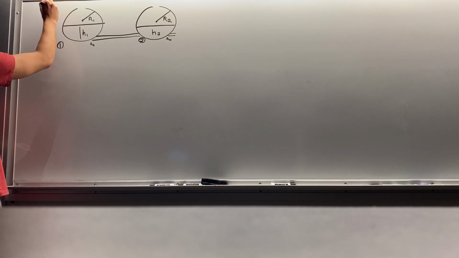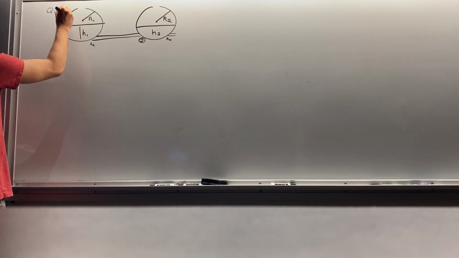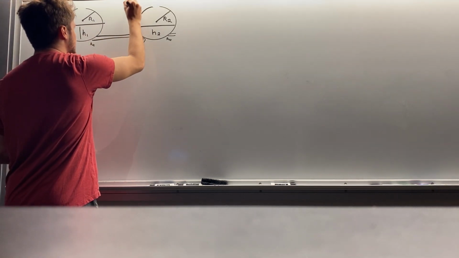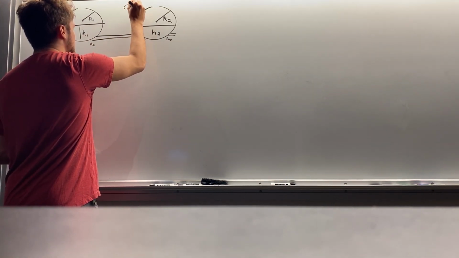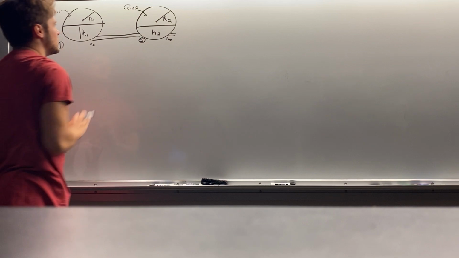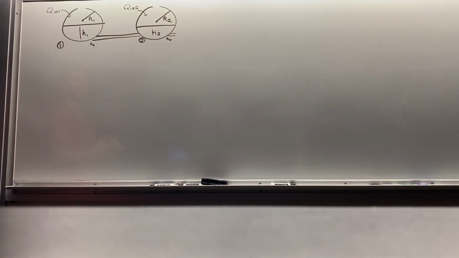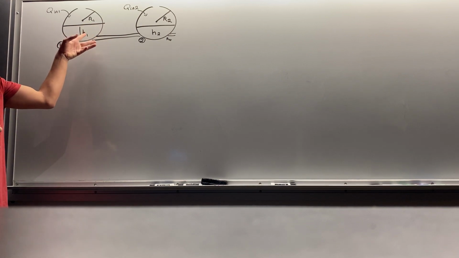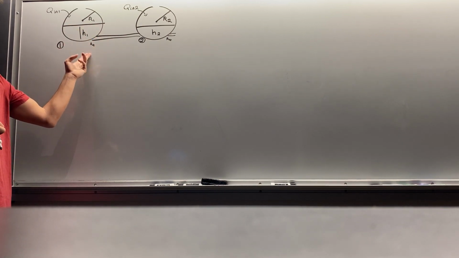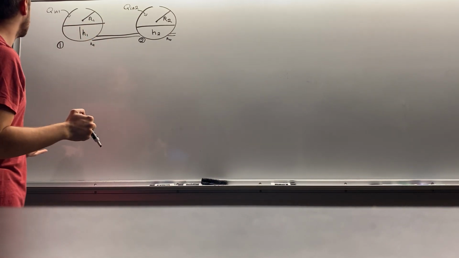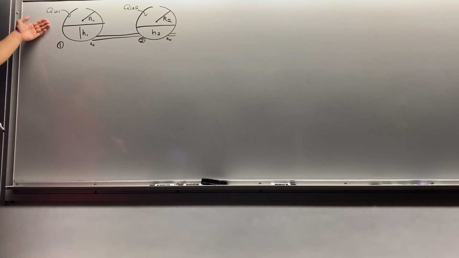And both of them also have some flow coming into them. So flow in 1 going into tank 1, and flow in 2 coming into tank 2. So the question is, if we're given our radius, our initial heights, and the area of these tubes, can we solve for the initial flow rate coming into each tank? Let's figure it out. Let's see if we can do it.